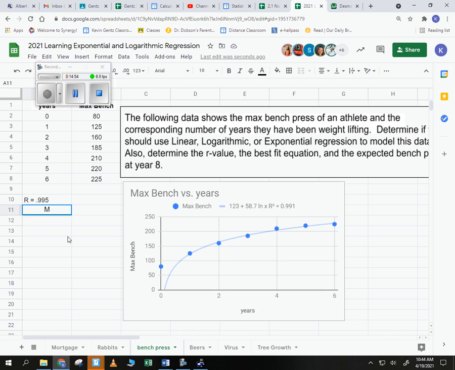It appears that the equation is max bench equals 123 plus 58.7 times the natural log of x. ln stands for natural log. It's just the L comes before the N. That's because the word was originally in French.